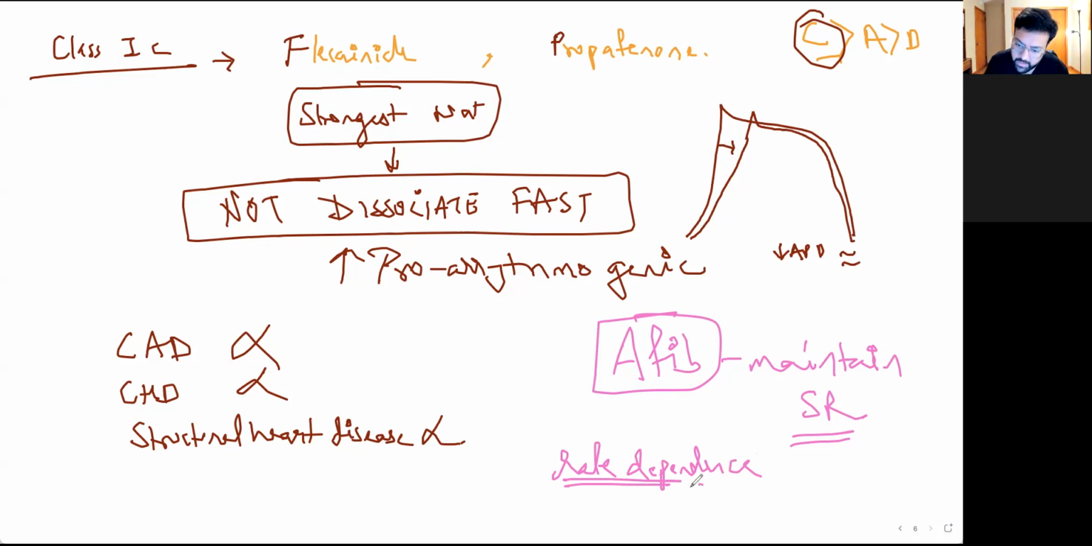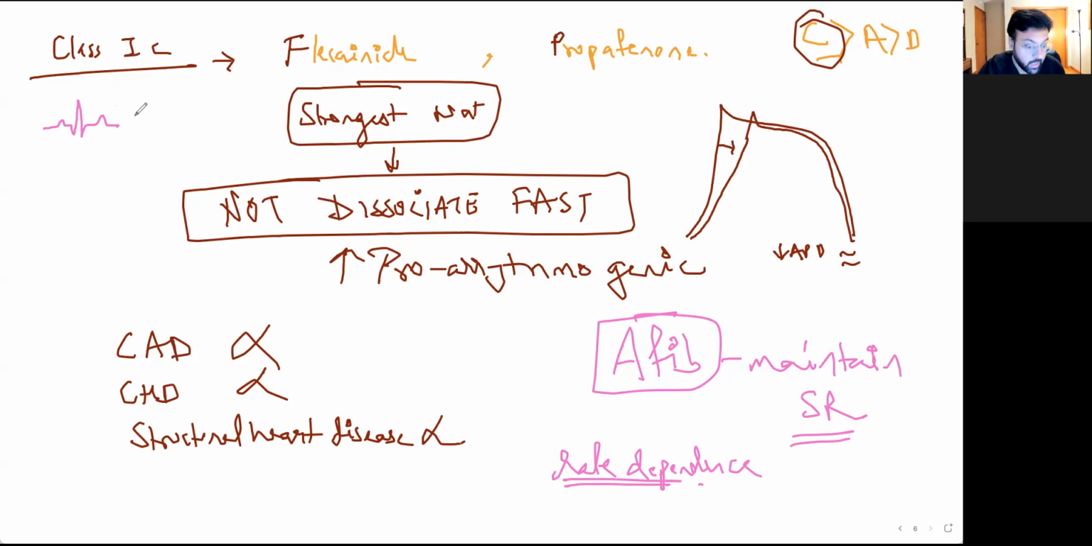Rate dependence, that means, let's say normally I'm exercising. This is your normal QRS. What do you think should happen to your QRS complex when you're exercising? Should it get widened or narrow? Narrow. Thank God. Very good. Your QRS complex should ideally get narrowed when you're exercising.